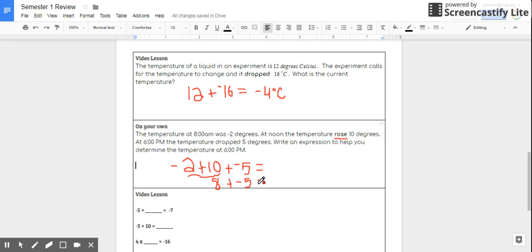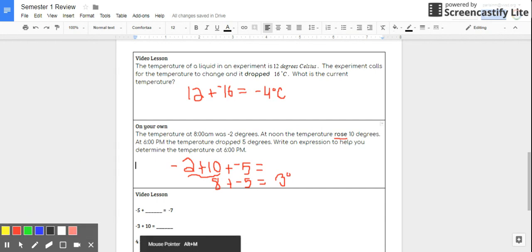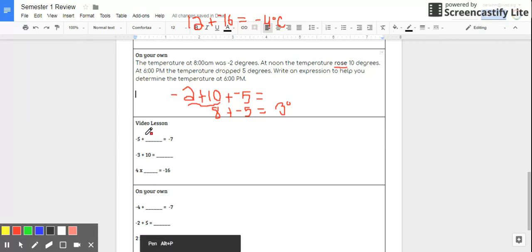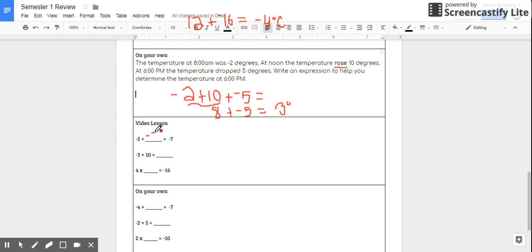Next one is fill in the blank. So we have a negative 5 plus something will give us negative 7. Well, if we start at negative 5 on the number line, we know we need to move more to the left, so that means I have to add a negative number. So negative 5 plus negative 2 would move me left to negative 7. Next one, I'm going to start at negative 3, and then I'm going to go 10 spaces to the right. So negative 3 plus 10 will give me 7.